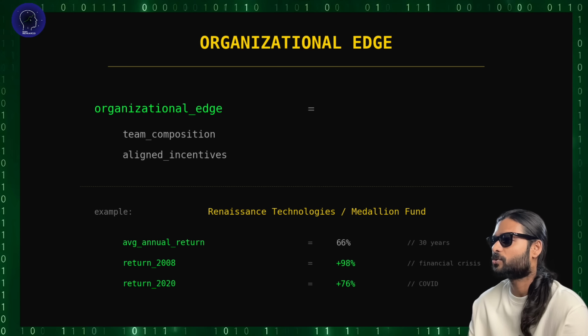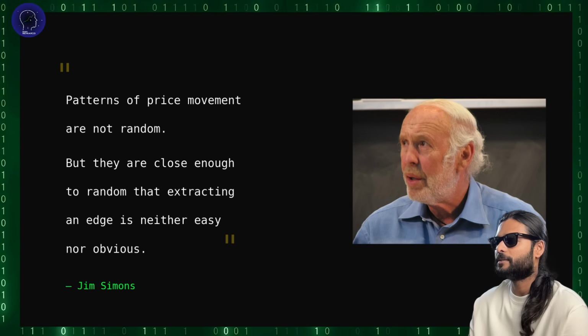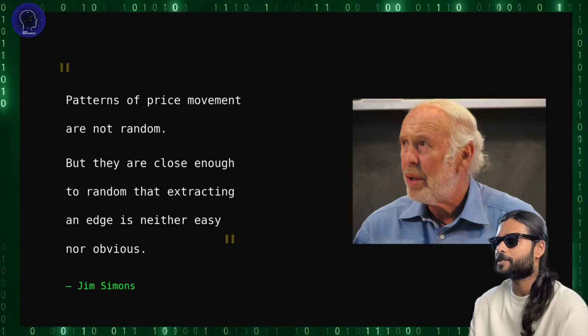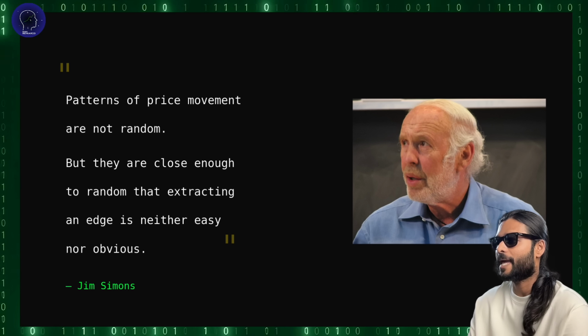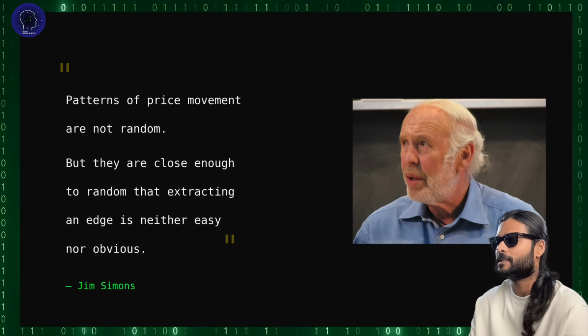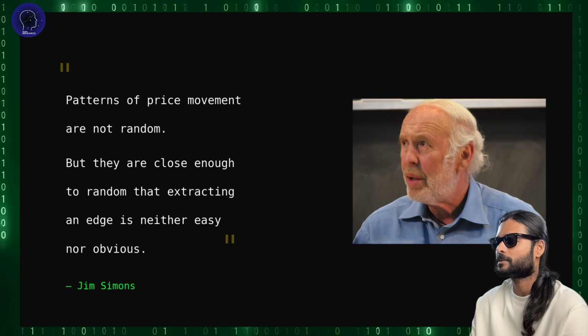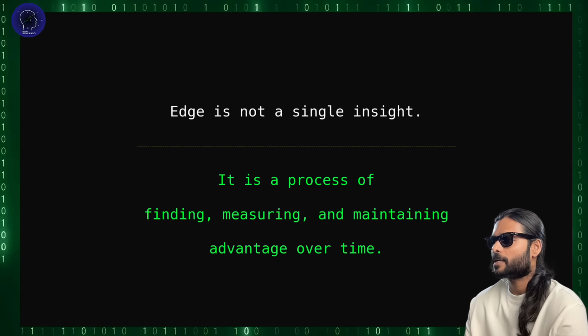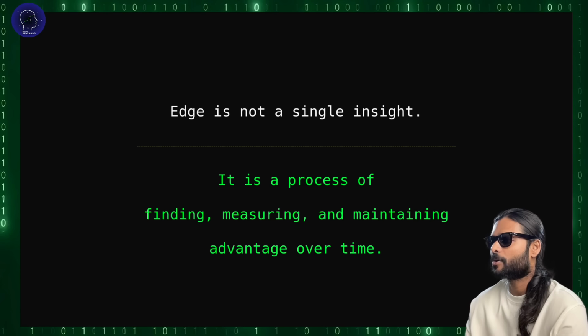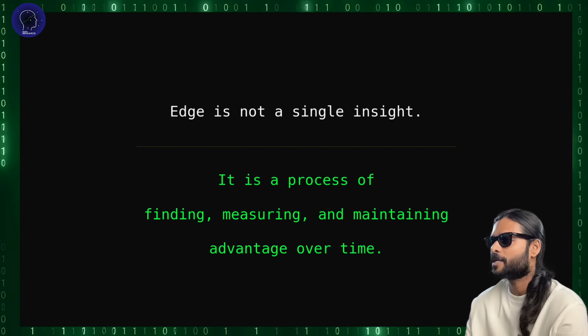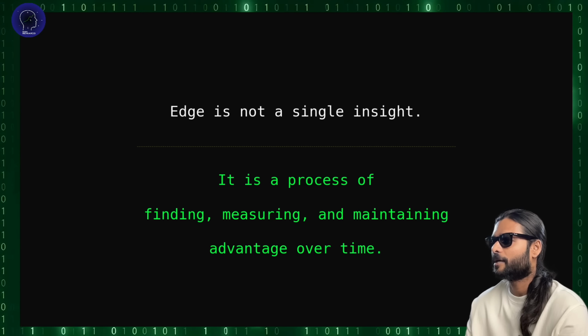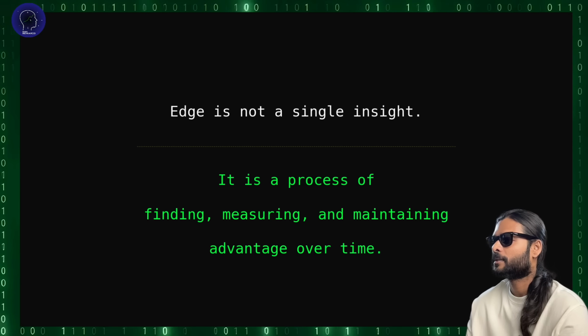In 2020, during COVID, it returned 76%. Jim Simons described it this way: patterns of price movement are not random. However, they are close enough to random that getting some edge out of it is not easy and not so obvious. Edge is not a single insight. It is a process of finding, measuring, and maintaining advantage over time.